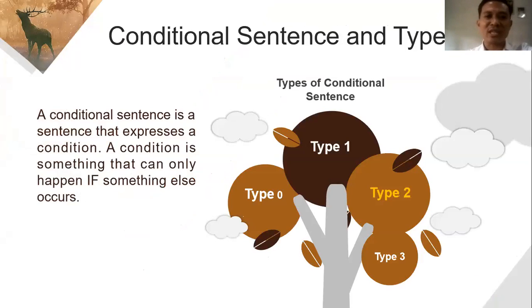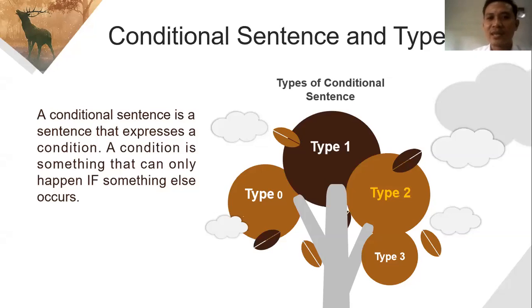Conditional sentence type 2 is a sentence that expresses a condition. Condition is a syarat, right? A condition is something that can happen only if something else occurs or something else happens. Something happened because another thing happened. If that thing does not happen, another thing cannot happen too. That is a conditional sentence. You got it? Right?